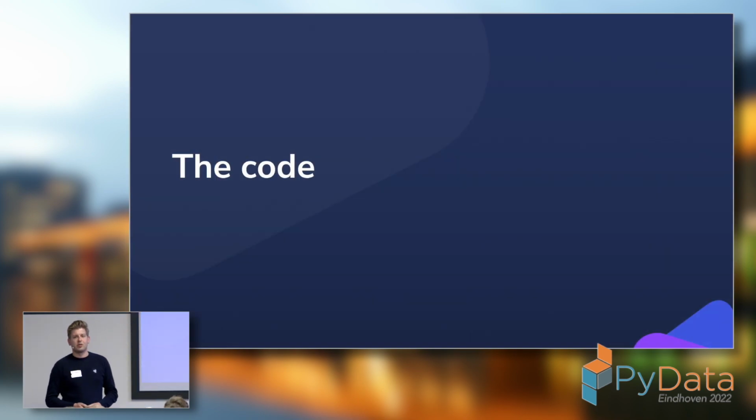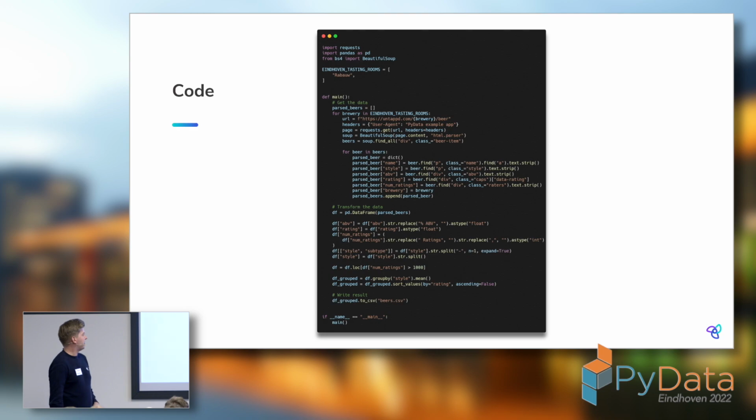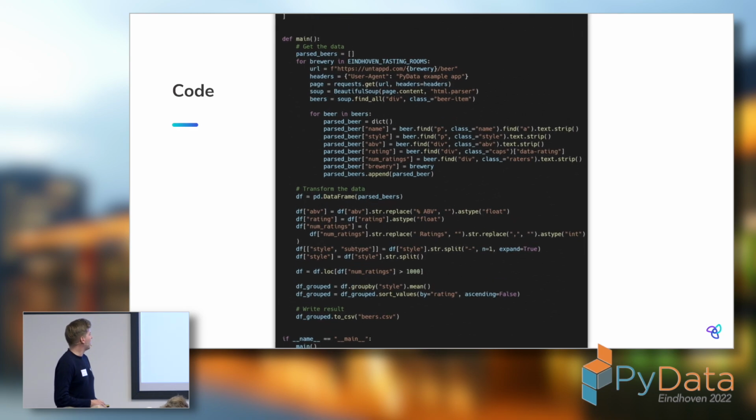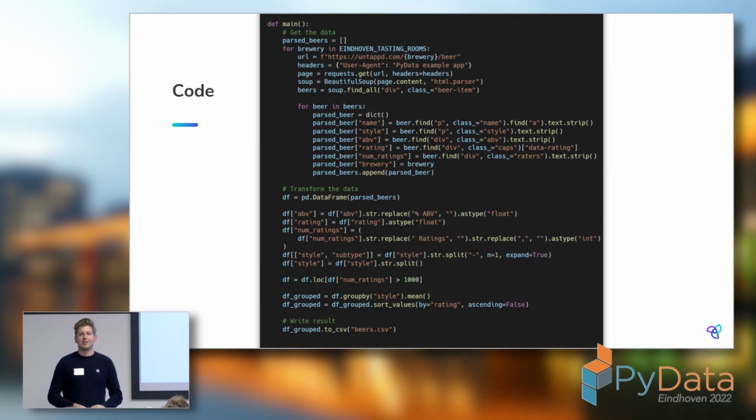So how does the code look? Here I have an example. I can imagine it's not very readable for everybody, so we can zoom in a little bit. It's not our final code, but something we start with. It's not necessary that you know all the details, but I will walk you through it at a high level.